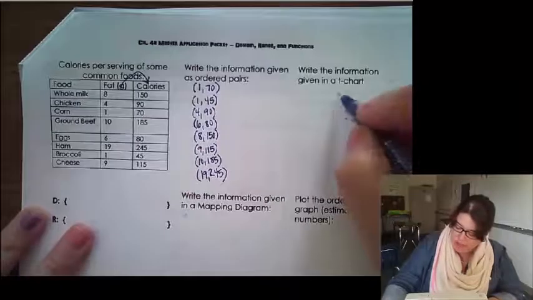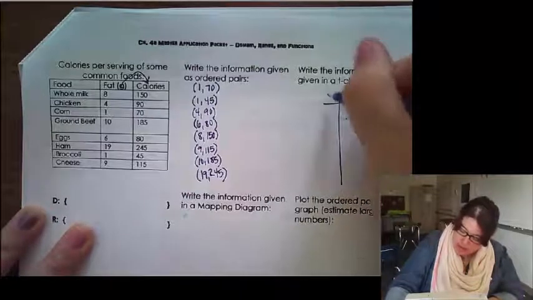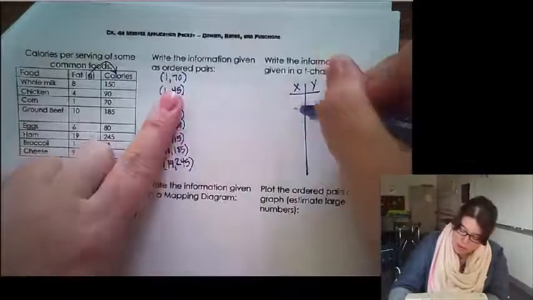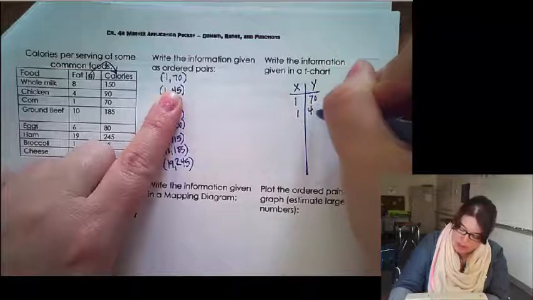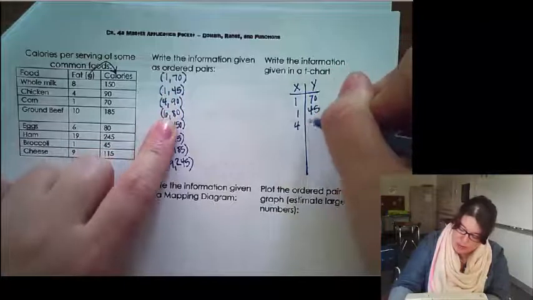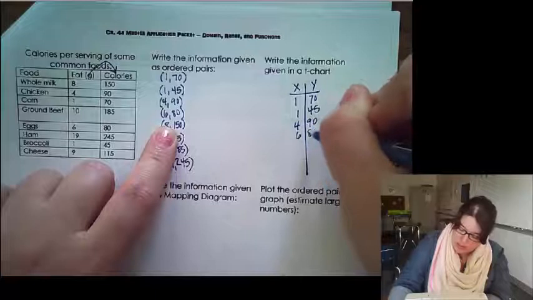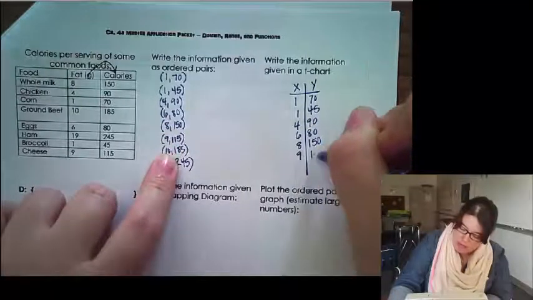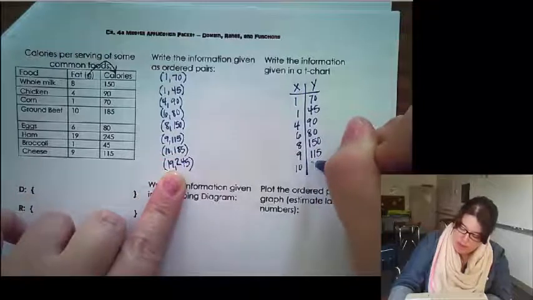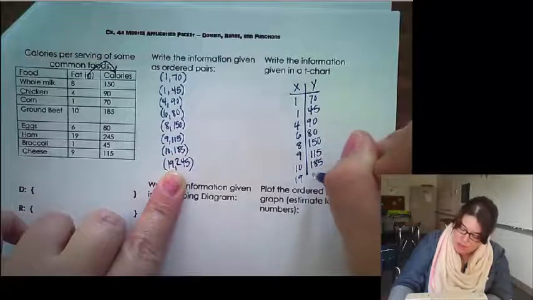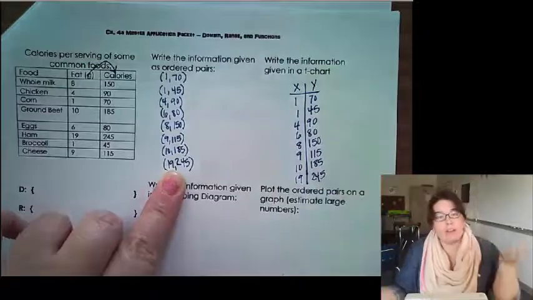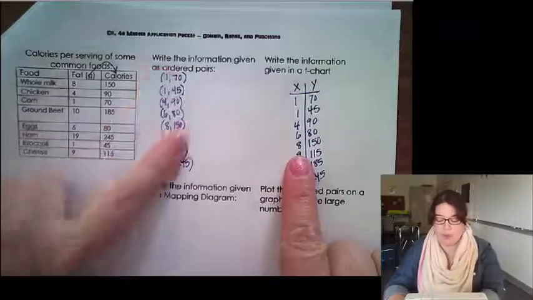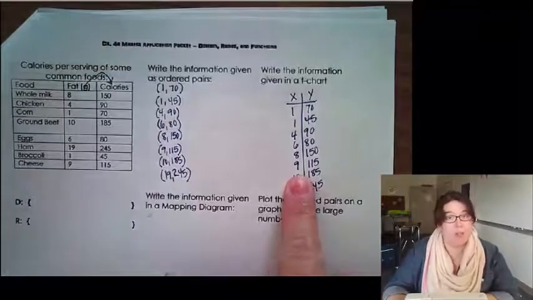Next, let's do a t-chart. We've got X and Y. All right, let's see. I've got 1 and 70. This part should be pretty easy because you're just going to follow your points straight down, because again, at this point, it's really the X value that needs to be in number order. 9, 115, 10, 185, and then 19, 245. So now we have our t-chart. We've got our ordered pairs, we've got our t-chart, we've just followed straight down. All of the information is included in these two.